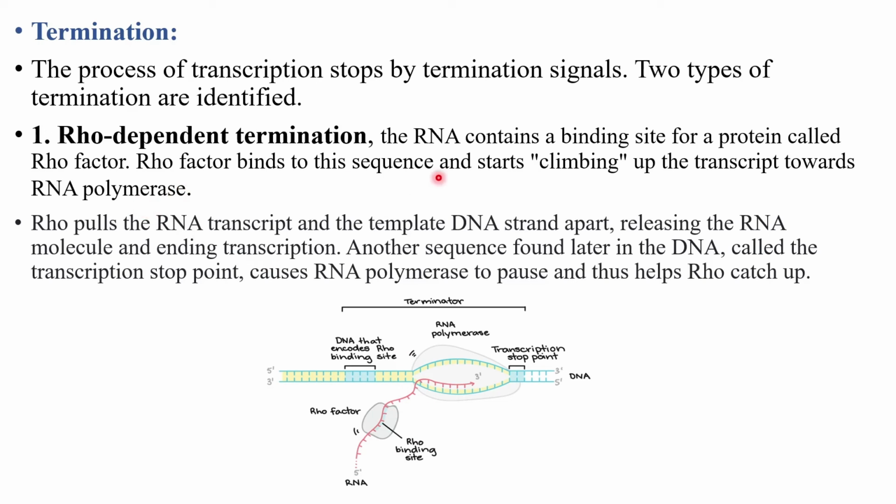Rho factor binds to this sequence and starts climbing up the transcript towards RNA polymerase. Rho pulls the RNA transcript and the template DNA strand apart, releasing the RNA molecule and ending transcription. Another sequence found later in the DNA, called the transcription stop point, causes RNA polymerase to pause and thus helps rho catch up. In this figure, we can see rho protein binds with the rho binding site in the RNA strand. They climb up and dissociate the RNA strand from the RNA polymerase.